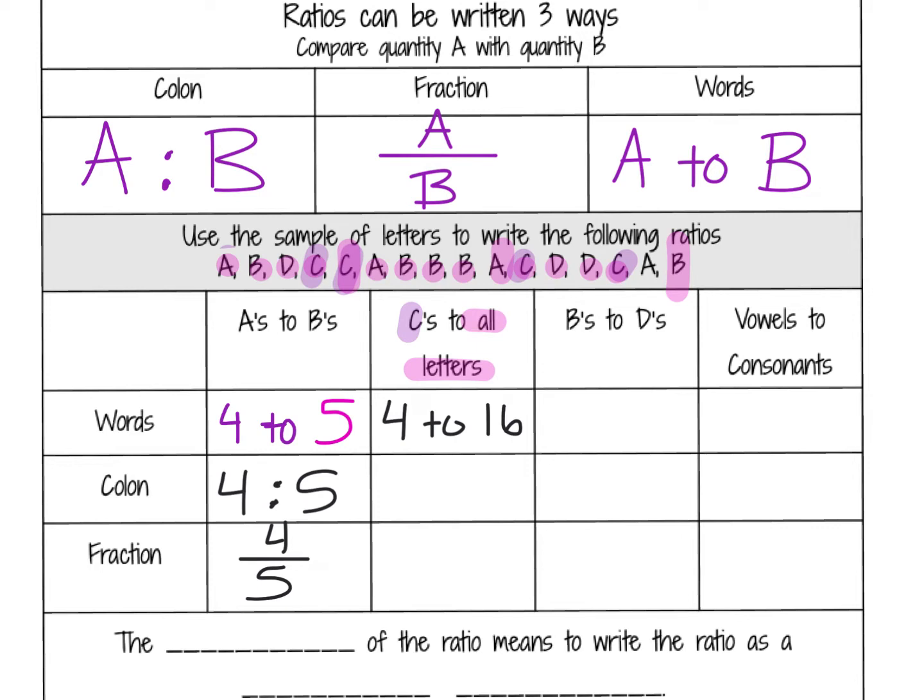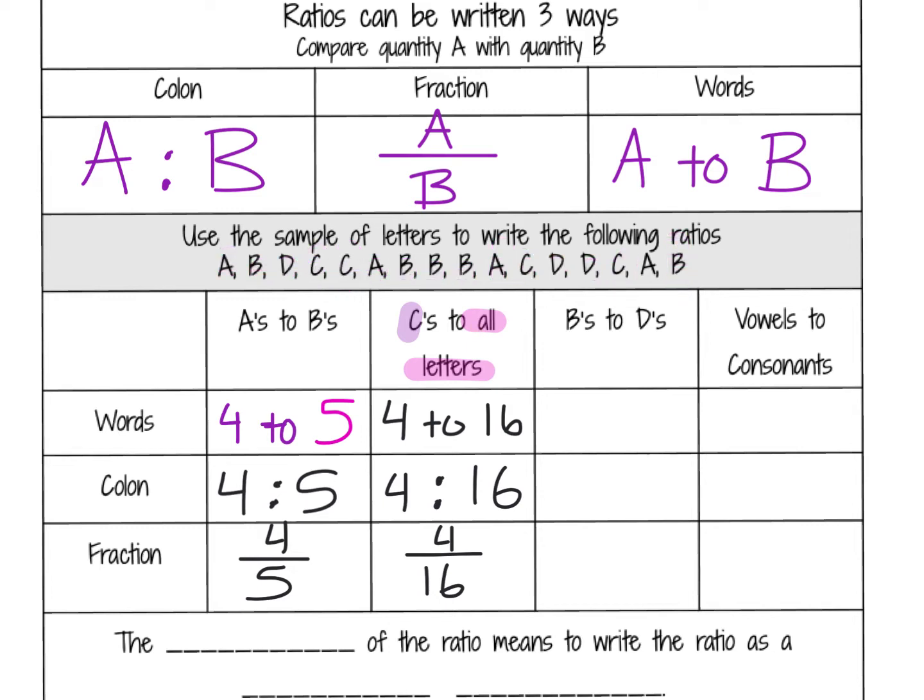So since it asked me how many C's there were first, I put that number first. Then I counted how many letters. There were 16. To write it in colon form, instead of the word "to," I just put a colon, 4 to 16. To write it in a fraction, the first number goes on top, 4, over, the second number goes on bottom, 16.